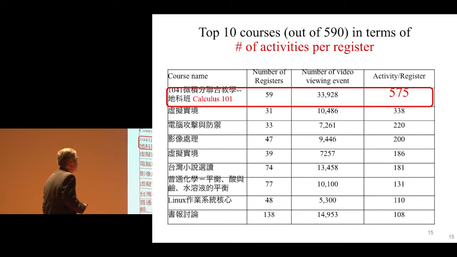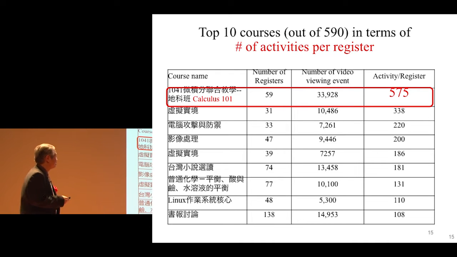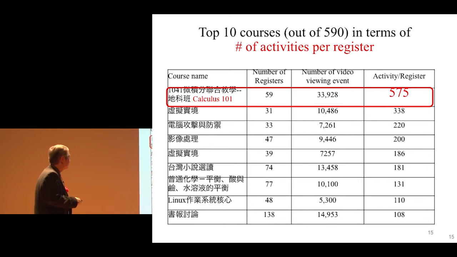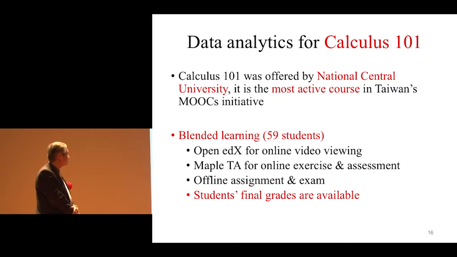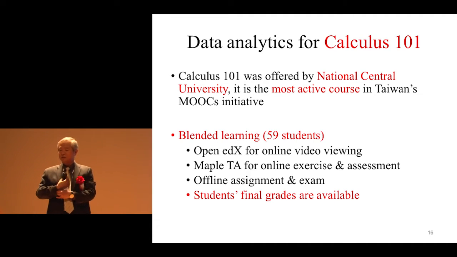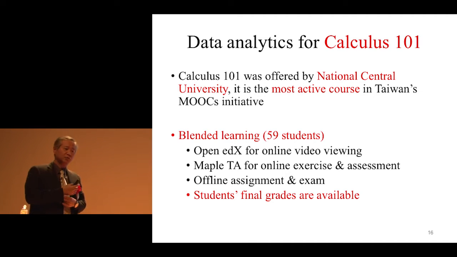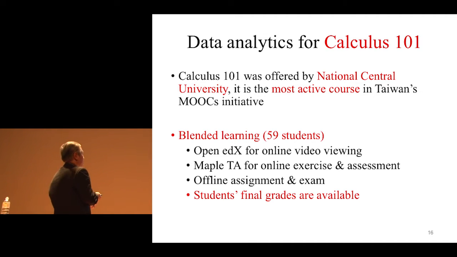So we use another index: the number of activities per registrant. In this case, for this course, class 101, they have a high activity per registrant. So we use this course for our data analytics. This course happens to be offered by my university, so we work very closely with our lecturer. And it is right now the most active course.